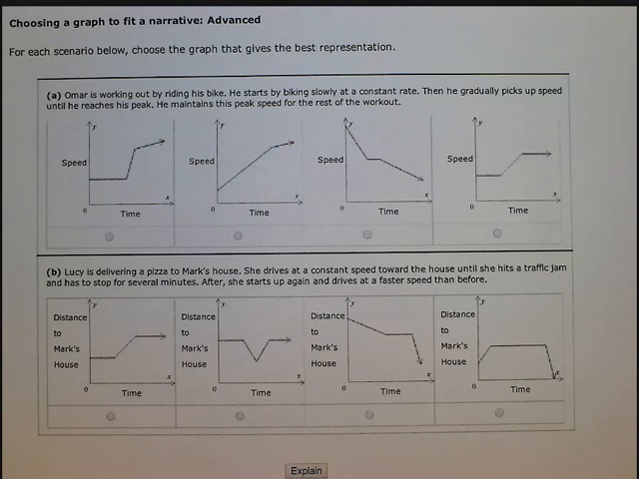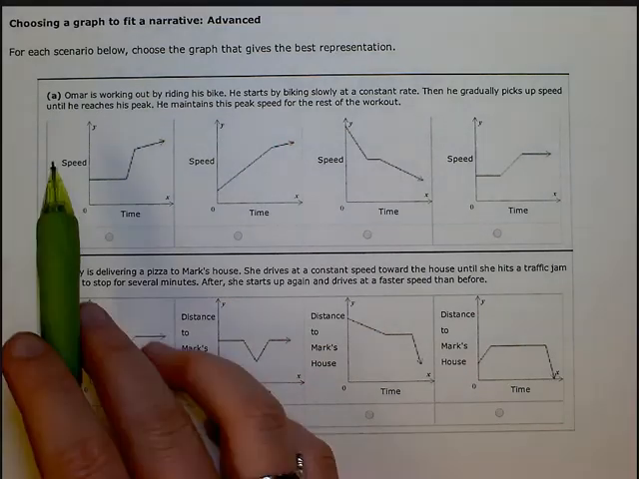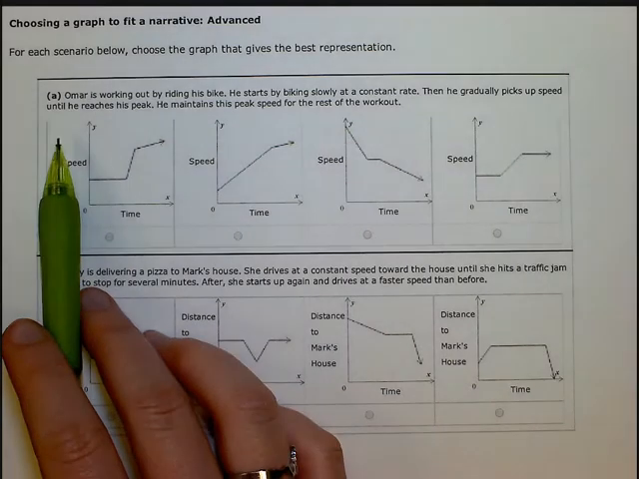Choosing a graph to fit a narrative. Advanced. For each scenario below, choose a graph that gives the best representation. So we'll look at this story problem first. Omar is working out by riding his bike.